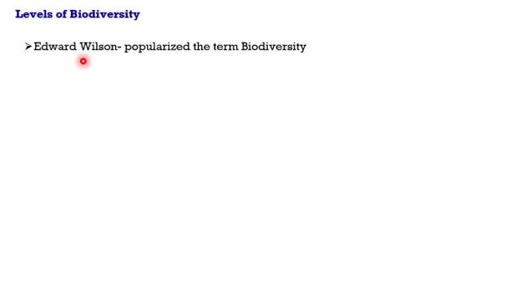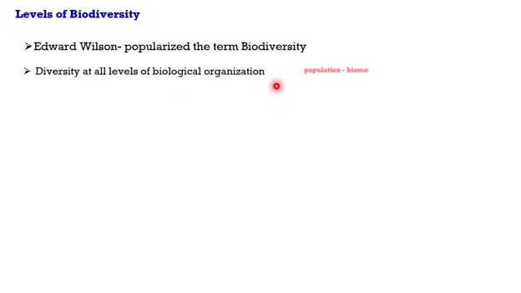Edward Wilson popularized the term biodiversity to describe diversity at all levels of biological organization, from population to biome. So what does he mean by all levels of biological organization? He means to say that it can be from individual organisms or a group of organisms such as population, or different populations of species such as community.